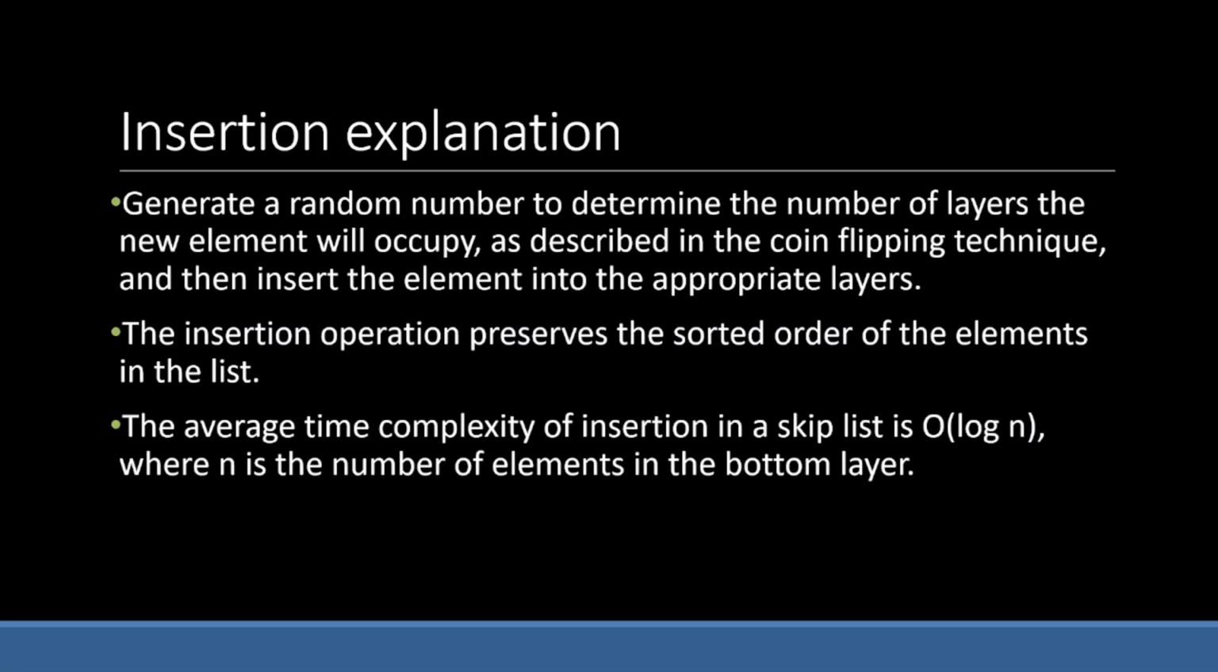Okay, next we're going to talk about the insertion operation. Since we have different layers in the skip list, first we determine how many layers the element we're inserting is going to occupy. This is found by the coin flip technique. Then we find where the node being inserted fits into the list. Even after the insertion happens, the list needs to maintain a sorted order. The average time complexity of insertion is O(log n).